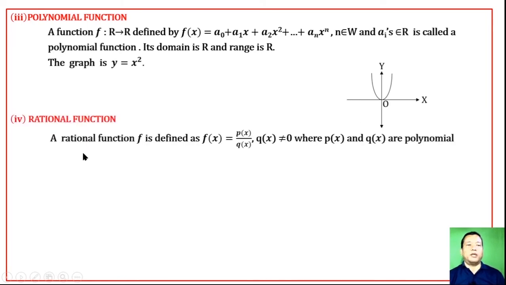Rational function. A rational function f is defined as f of x equal to p of x by q of x, q of x does not equal to 0, where p of x and q of x are polynomial functions. Its domain is x belongs to R such that q of x does not equal to 0.